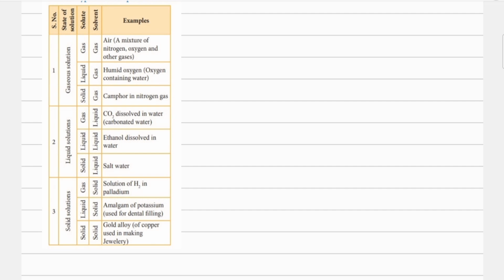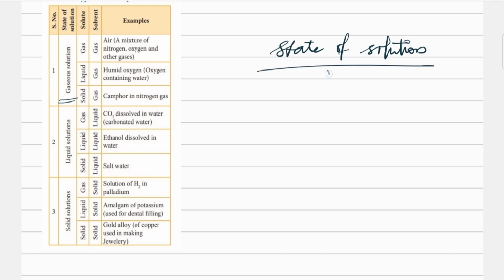Okay. All right. So this is a table showing various states of solutions and various types of solutions. So we have three main types of solution depending upon the state of the solution. First one is gaseous solutions. Okay, for gaseous solutions, you have to remember one thing, that the state of solution actually depends upon the state of solvent only.